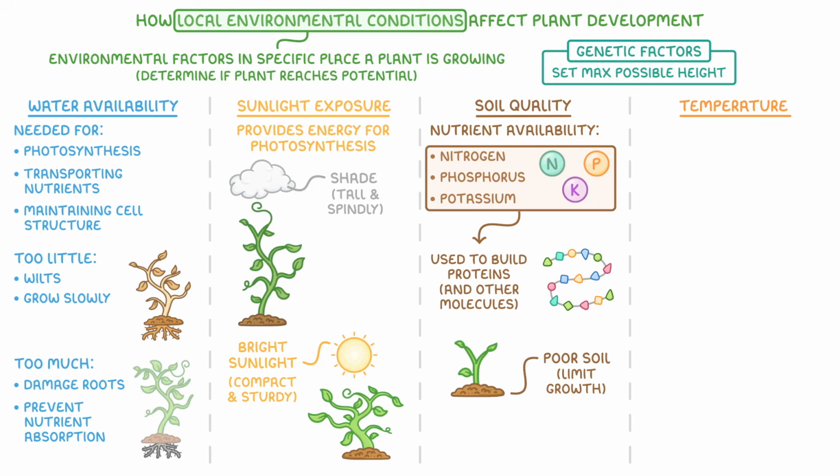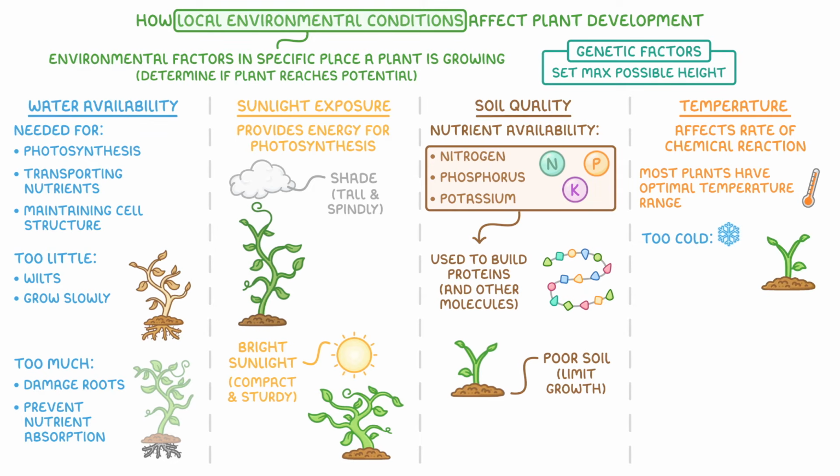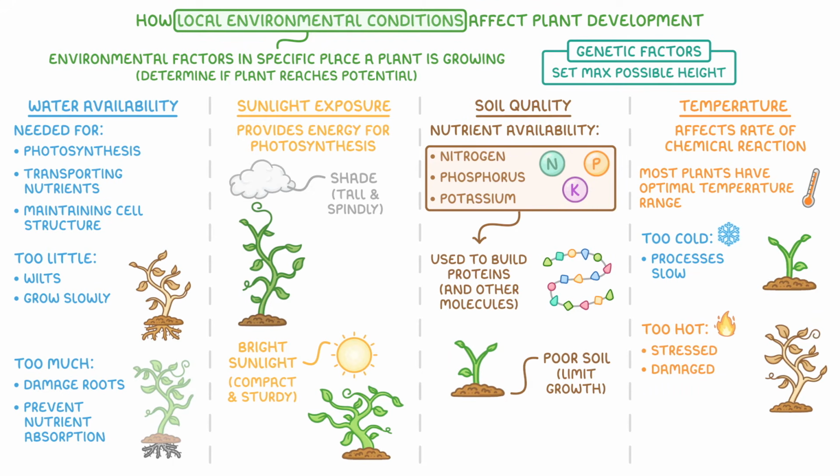If we take a look at temperature, this is also an important factor, because it affects the rate of chemical reactions within plants. Because of this, most plants have an optimal temperature range where they grow best. In reality, this means that if the temperature is too cold, their processes slow down, but if it's too hot, they can become stressed or damaged, especially because hotter temperatures typically lead to more water loss.